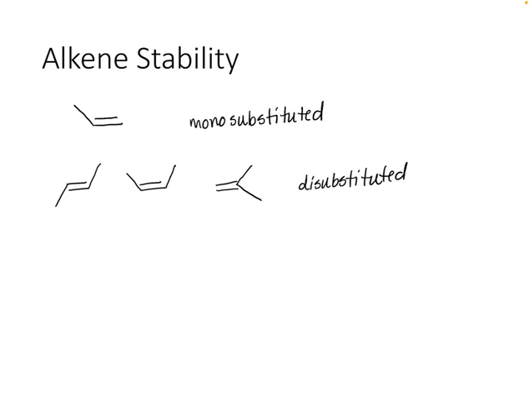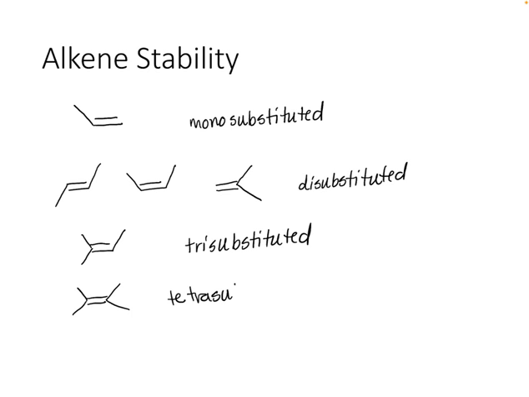You can also have an alkene with three substituents, and there's really only one way to show that. And this is called a tri-substituted alkene. And then you can also have an alkene with four substituents. So that would be a tetra-substituted alkene.